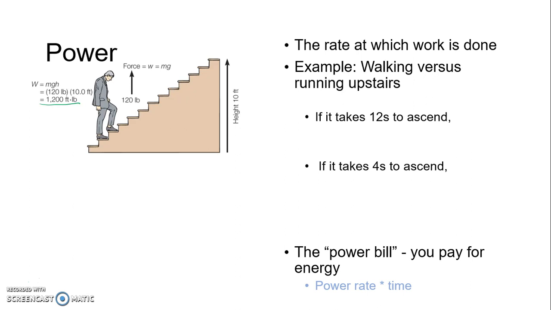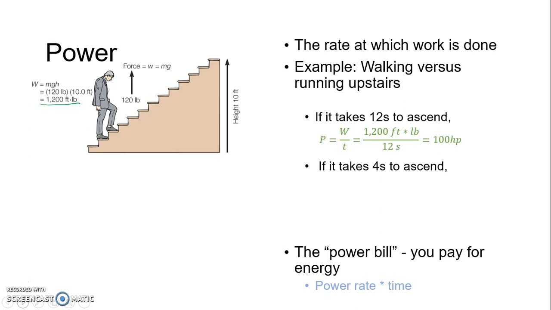Now let's assume he takes his time to go up the stairs. It takes him 12 seconds to go up the stairs. If that's the case, then power is work divided by time. Work is 1,200 foot-pounds divided by 12 seconds. That means he is exerting 100 foot-pounds per second.